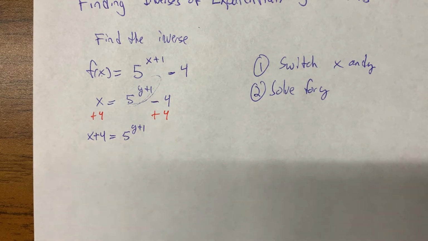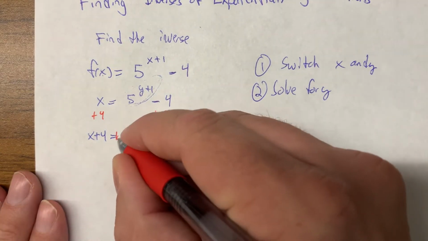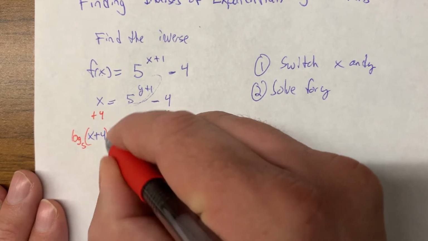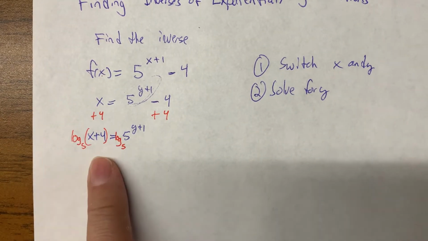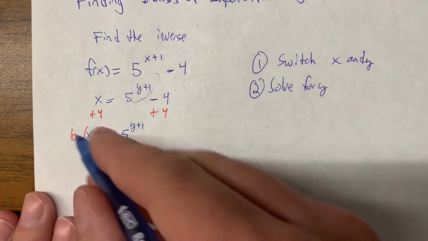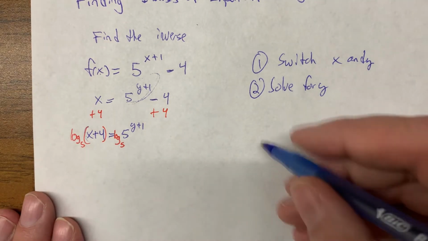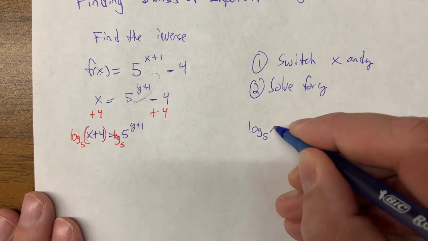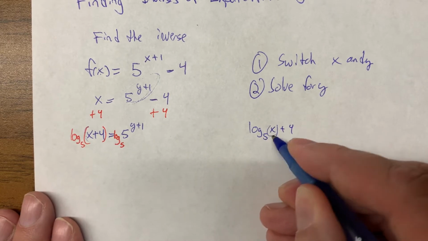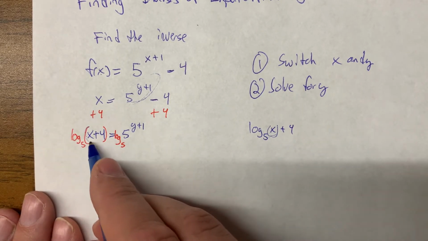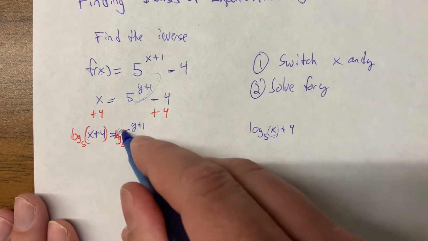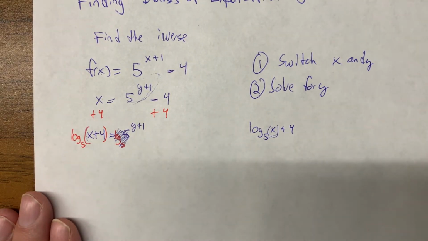And now to undo the exponential, we need to do a log. So log base 5 of x plus 4. Make sure you do the log of the whole side. So here it's not just log base 5 of x plus 4. This has to go in parentheses, because if you just wrote log base 5 of x plus 4, that makes it look like you're doing log base 5 just of x and then adding 4 to the end. Here the order is you add 4 and then do log base 5 of that answer, and that's the right way to do it. You have to do log base 5 of the whole side.